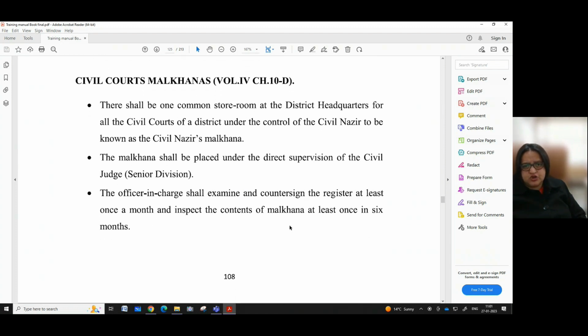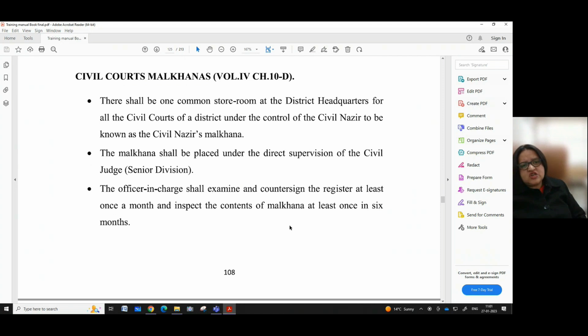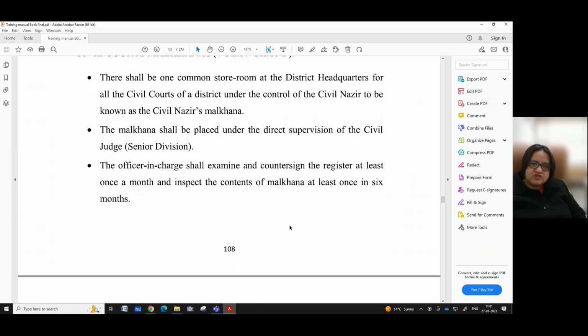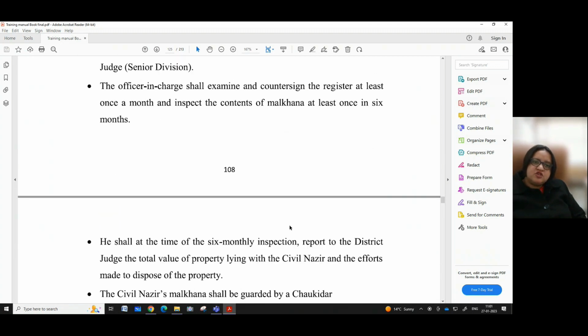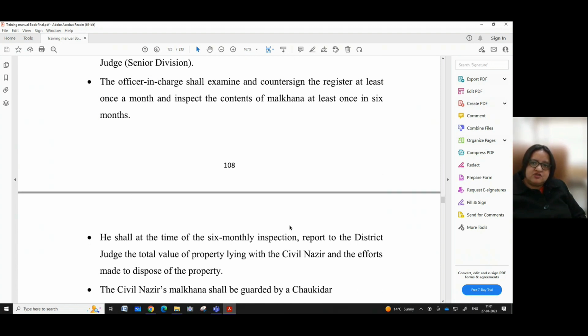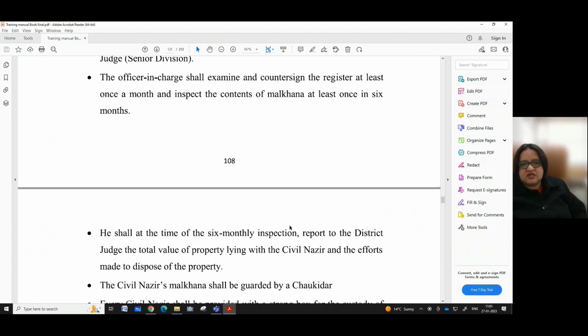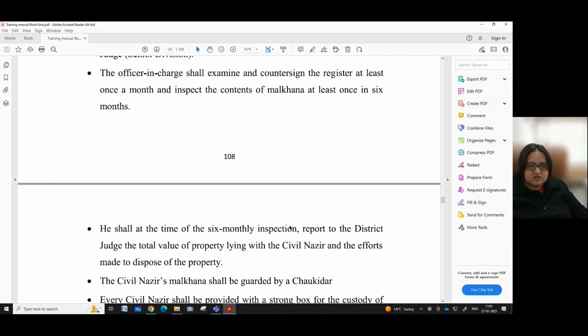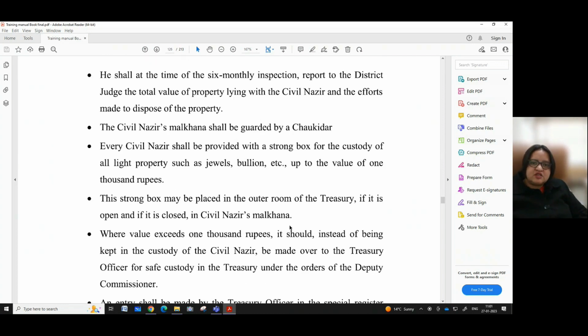Civil Court Malkhanas, Volume 4, Chapter 10D. There shall be one common storeroom at the district headquarters for all the civil courts of a district under the control of the civil Nazir, to be known as the civil Nazir's Malkhana. The Malkhana shall be placed under the direct supervision of the civil judge senior division. The officer in charge shall examine and countersign the register at least once a month and inspect the contents of Malkhana at least once in 6 months. He shall at the time of the 6-monthly inspection report to the district judge the total value of the property lying with the civil Nazir and the efforts made to dispose of the property.